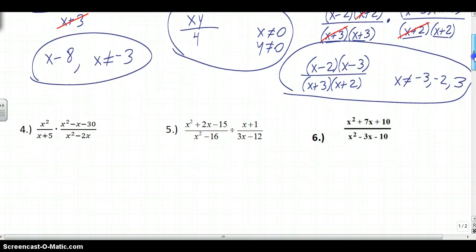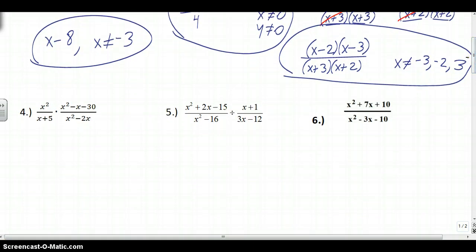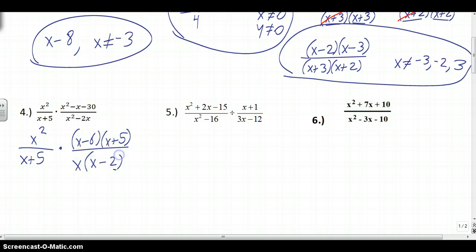Number 4, x squared over x plus 5 times x squared minus x minus 30. So, the first part, there's nothing really to factor. It's the second part you actually have to factor. What multiplies to negative 30 and adds to negative 1? Well, that'd be negative 6 and positive 5. Over x squared minus 2x. A lot of us forgot that we can look for common factors. You can pull out an x, and you're left with x minus 2.